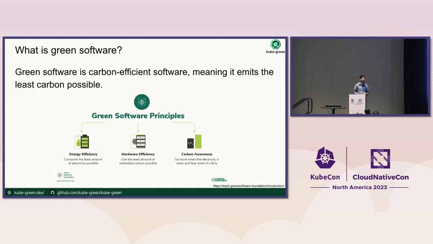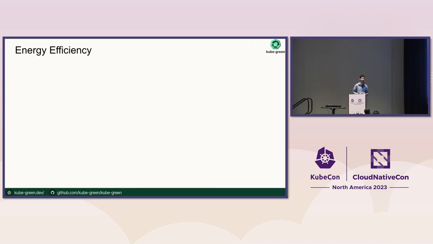But what is green software? Green software is carbon-efficient software, meaning it emits the least carbon possible. There are three principles of green software: energy efficiency, hardware efficiency, and carbon awareness. Let me talk about energy efficiency. It's important to say that energy is derived from the use of fossil fuels, so from coal, oil, natural gas, and so on. So using energy produces carbon. To create green software, we should reduce the energy consumption of our software.